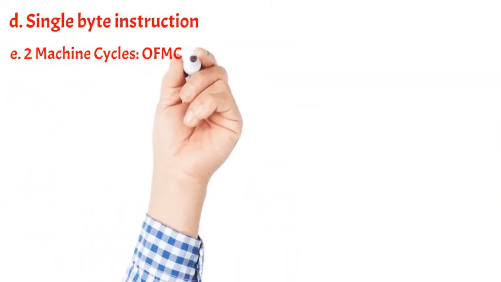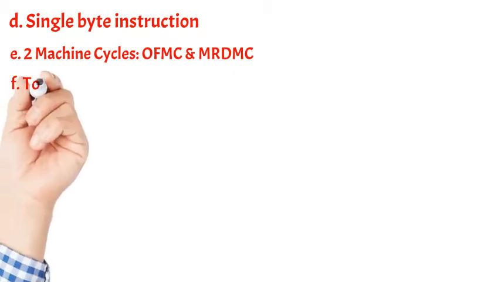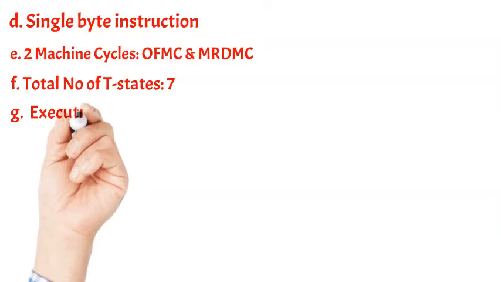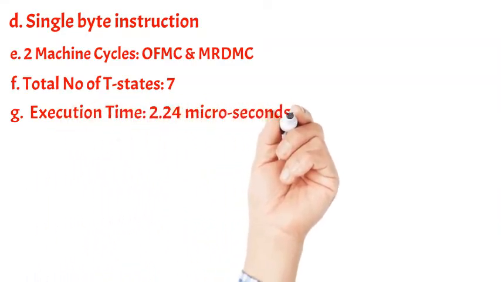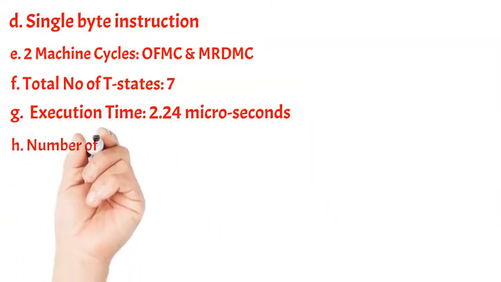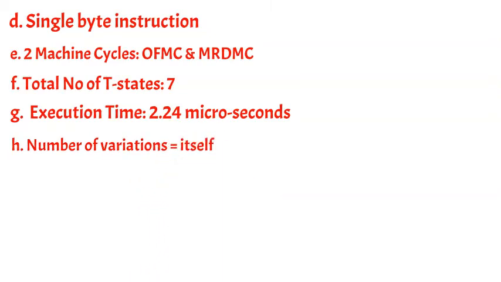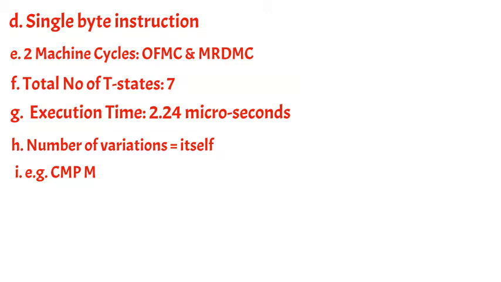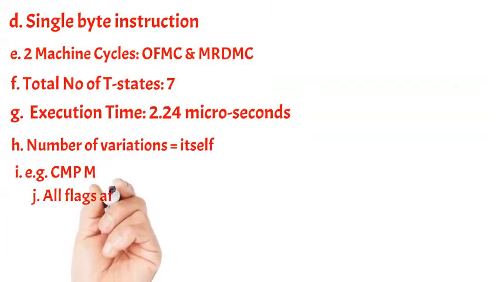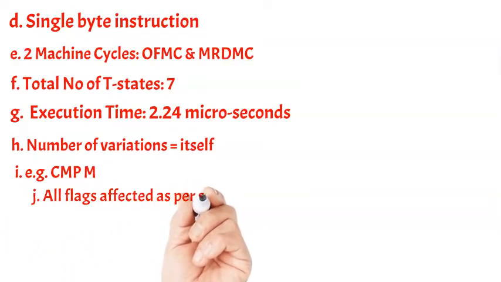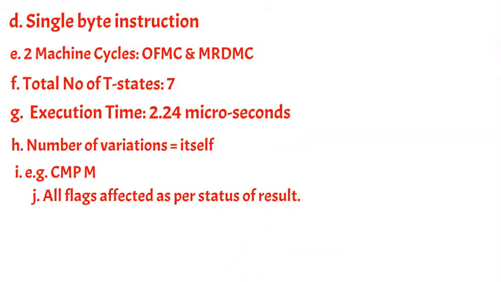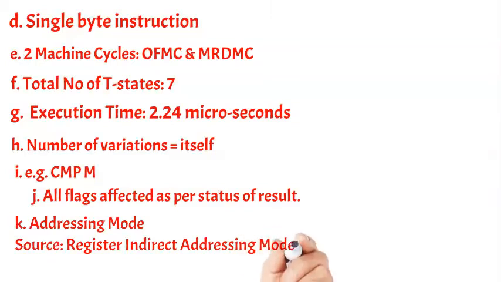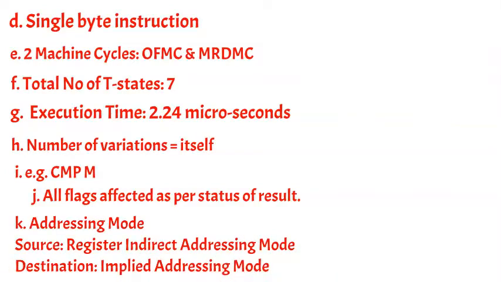Again, it's a single byte instruction, has 2 machine cycles because if I have to read from memory, it also has a memory read machine cycle. Therefore, the number of T states will be 7. The execution time will be 2.24 microseconds. There are no variations in this case; it exists as itself, CMPM. All the flags will be affected by this instruction, and they also help us in inferring the results. The addressing mode for the source is register indirect addressing mode, and for the destination it is implied.